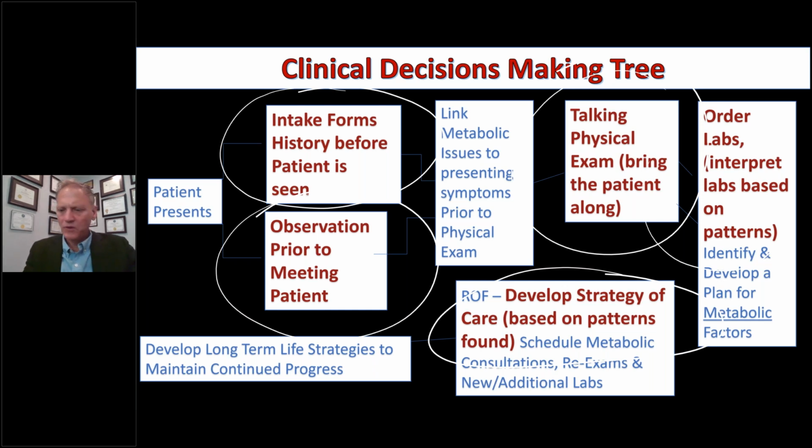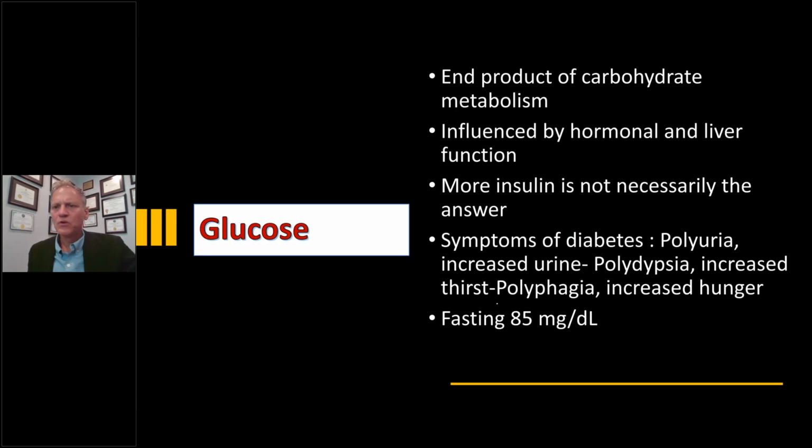So let's get on with the presentation with the specific analytes. All right, so when we see this, I'm going to just get this out right here. Good. All right, so glucose, it's the end product of carbohydrate metabolism. It's influenced by hormonal and liver function. Let's talk about that just a little bit. If you think about it, the liver is the great modulator of blood sugar. In general, we can make this statement.